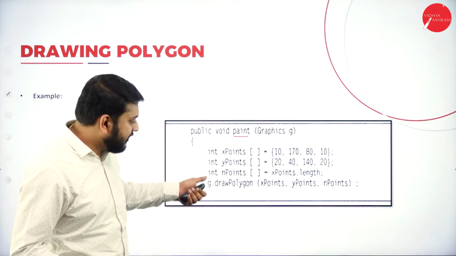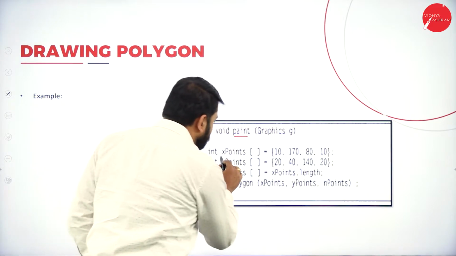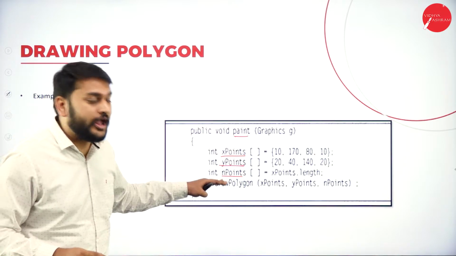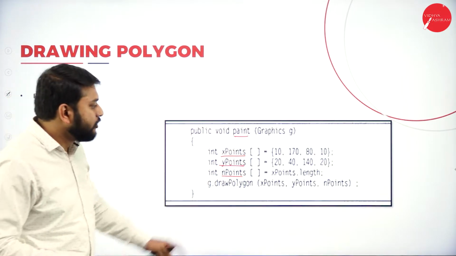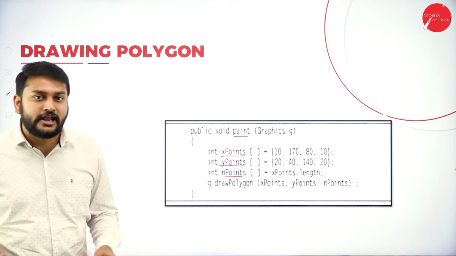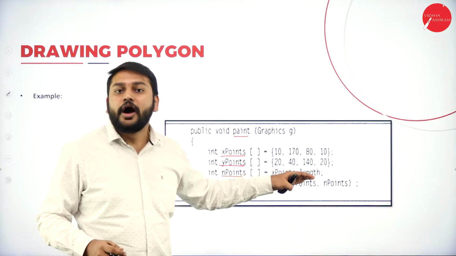So fine, I have taken 3 arrays. Observe here, X points, Y points, and N points. How many total number of points that I should have is what I have taken here, right? So this is the coordinates, X coordinates, Y coordinates. How many points that I should have is the third argument that I have.